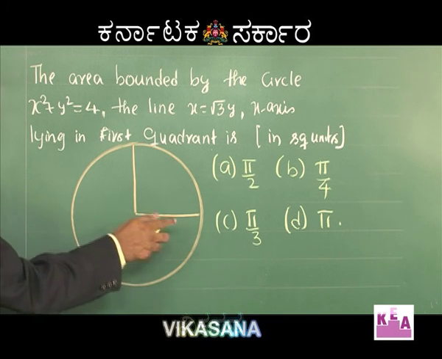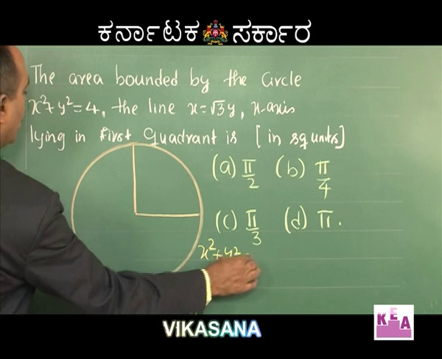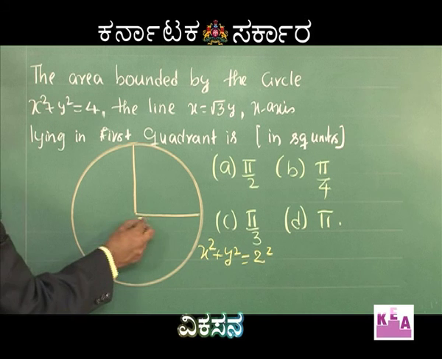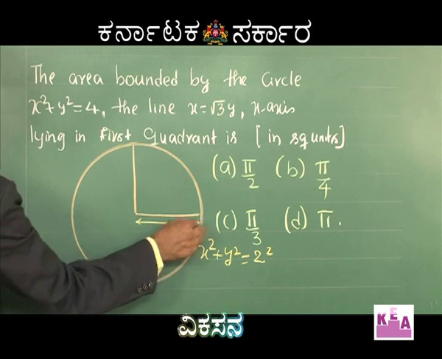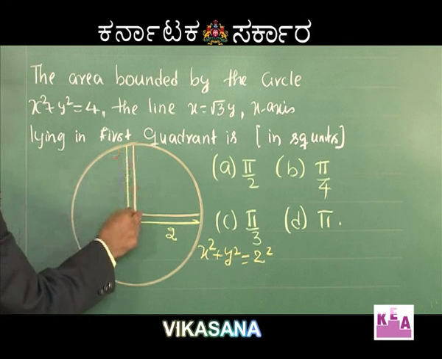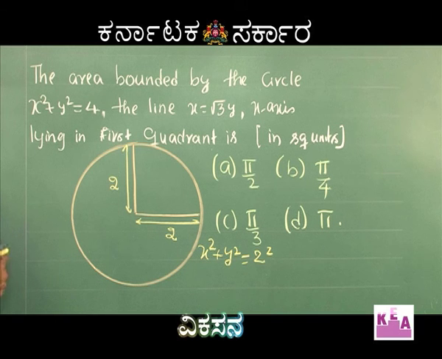This is the circle and its equation is x square plus y square is equal to 2 square. It is given as 4, I have written it as 2 square so that I can mark this length as 2 units. And what will be this? No need to ask, both of them are radius. This also will be 2 units.